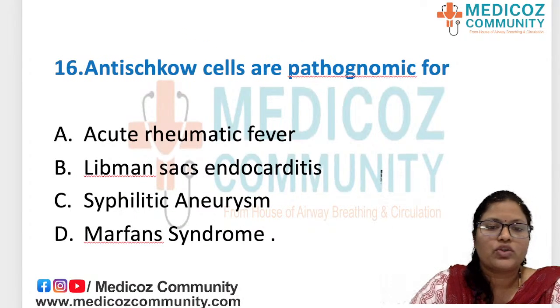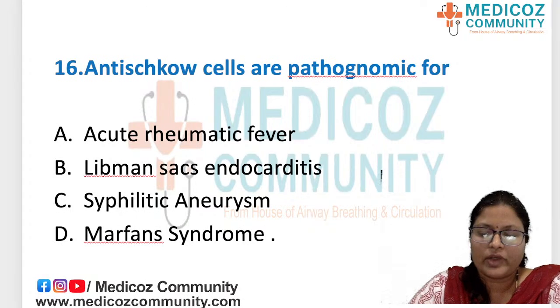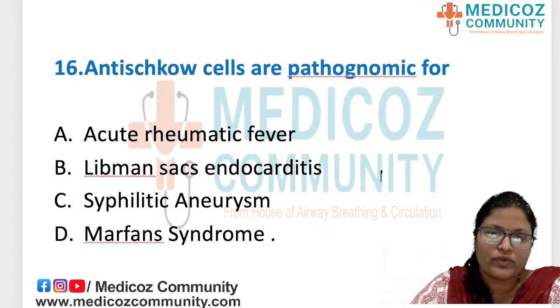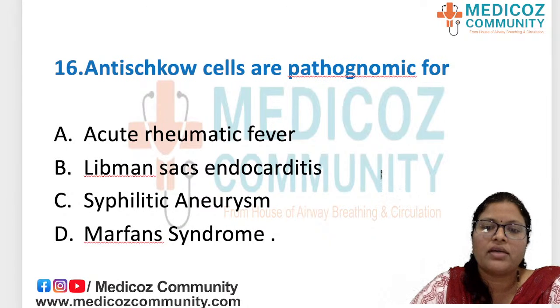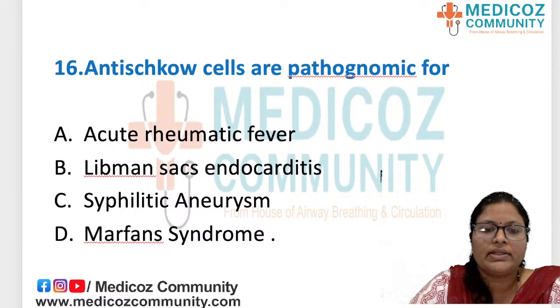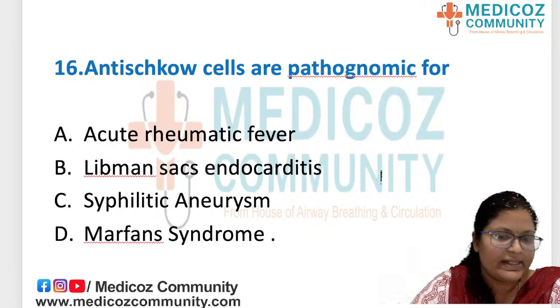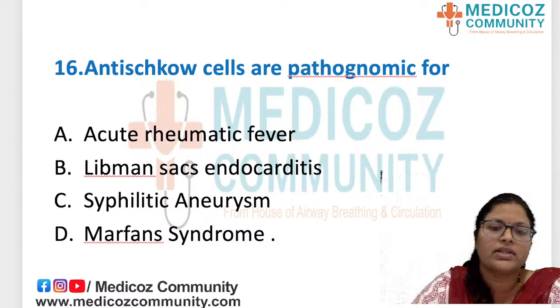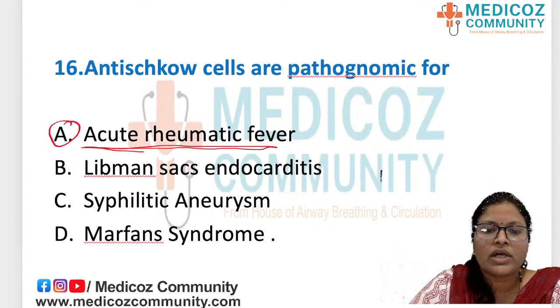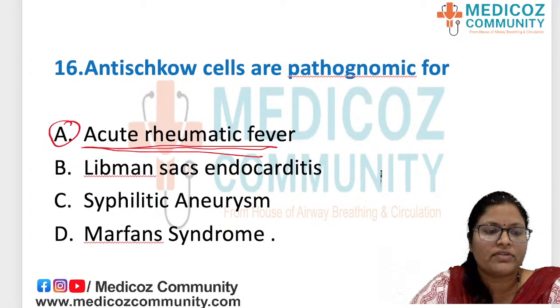This is a very giveaway question that I've put. This was a last year question. I think most of you can answer. These are Anitschkow cells, and these cells are pathognomonic for what? The options: A, acute rheumatic fever; B, Libman-Sacks endocarditis; C, syphilitic aneurysm; and D, Marfan syndrome. What do you think the answer is? The answer here is A, acute rheumatic fever. So Anitschkow cells are seen in acute rheumatic fever.